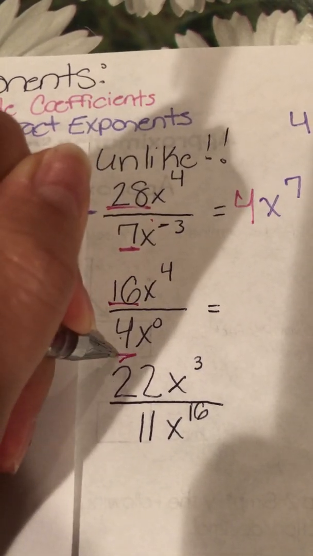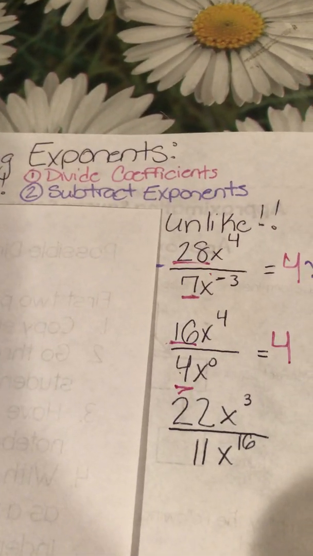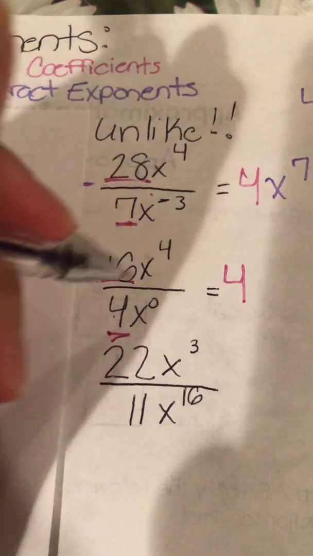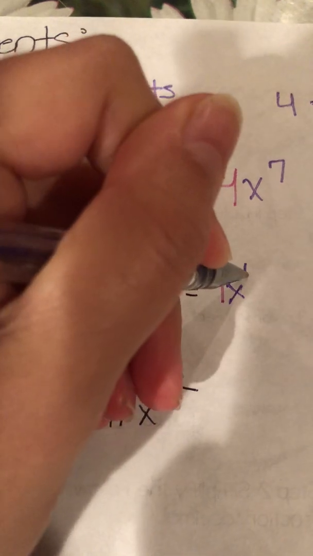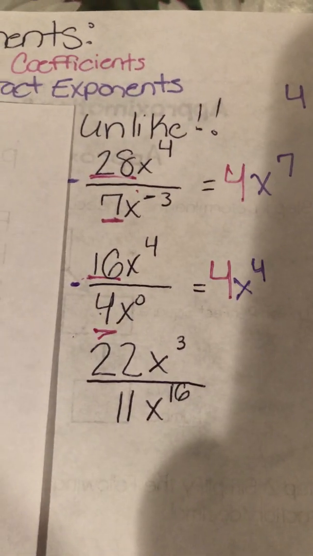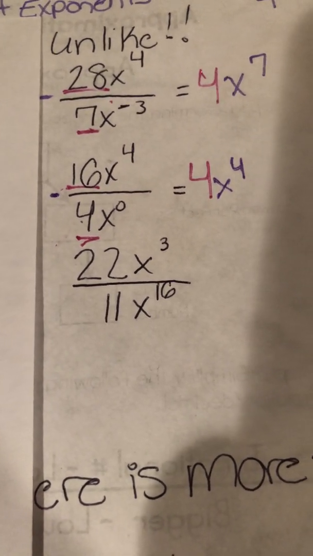All right, first step, divide the coefficients for the fifth one. 16 divided by 4 is 4. Our second step is to subtract the exponents. 4 minus 0 is 4. 4x to the 4th is the answer to 16x to the 4th over 4x to the 0.